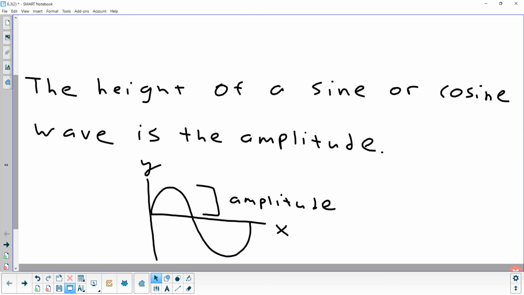Now, amplitude is measuring a distance, or it's measuring a height. What kind of number is distance? Anytime you measure a distance, you'll always get a what kind of number? Yep. Positive. So anytime you're asked to identify the amplitude in an equation, the answer is always a positive number.